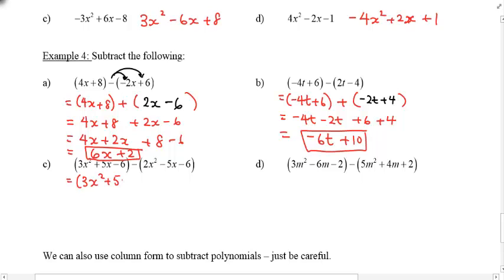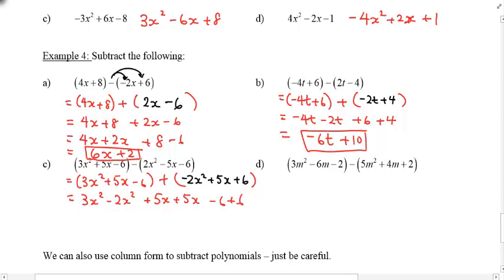Subtracting is the same thing as adding the opposite. Adding the opposite. Do 3x squared minus 2x squared. It's just x squared. 5x plus 5x is 10x. Negative 6 plus 6 is 0.